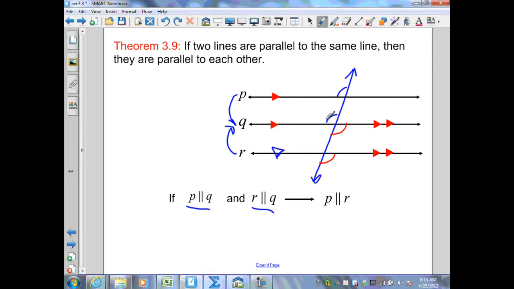But what generates is vertical angles are congruent. Therefore, I know that all three of these angles would be congruent. And that would generate parallel lines by the converse of the corresponding angle postulate.